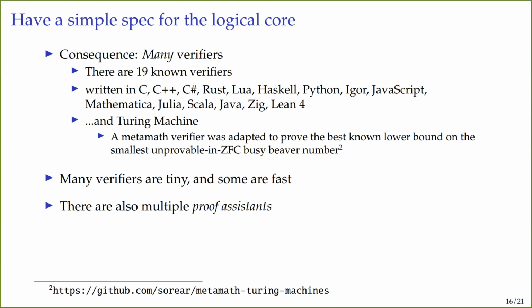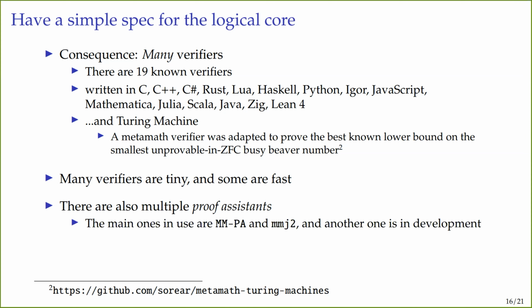So rather than having one proof assistant, which is the thing, there's a couple of proof assistants. The main ones that are used are the MMPA, the Metamath proof assistant, which comes with Metamath exe, as well as MMJ2, which I showed you a picture of. And there's another one called Metamath Knife that's in development.